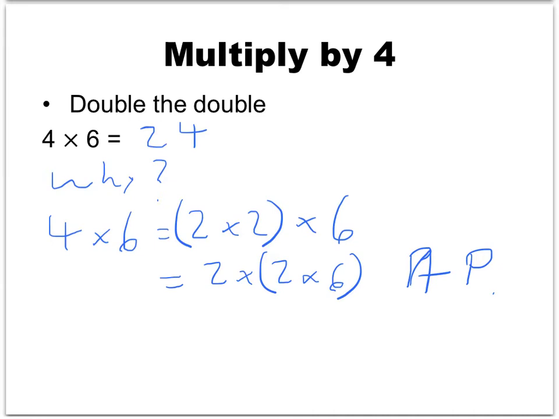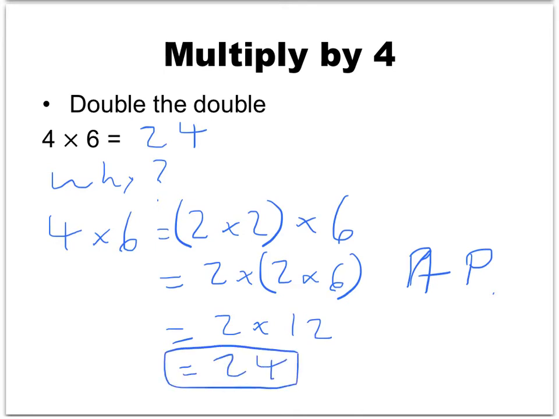Okay. Well, now 2 times 6, what is that? Well, that's just the double of 6. So the double of 6 is 12. And so now we take 2 times 12. So we double 12, so we double the double, which is equal to 24. So there we have justified why this trick works. We wrote 4 as 2 times 2, we regrouped things using the associative property, and then we doubled that, and then we doubled it again, and we got 24. So that's why this trick works.